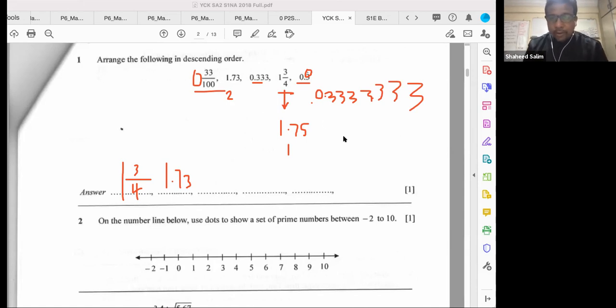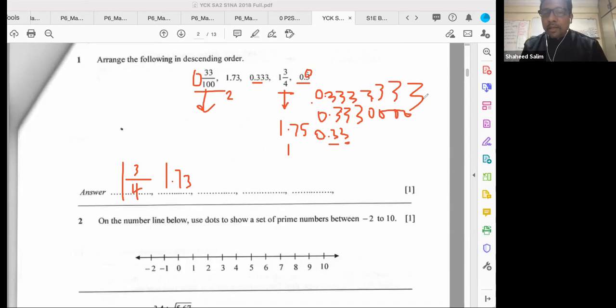Is 0.333 bigger or 0.33333? The one with the never ending is bigger, because this one stops until here. The rest is 0 for here. Is 0, 0 like that, you know. 33 of 100 is 0.33. Remember, 100 is 2 spaces. If you don't believe, use your calculator. Your calculator, put 33 over 100, you get 0.33.